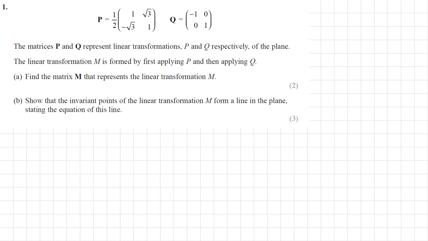Let's just highlight those. So P is this half, and then we've got 1, root 3, negative root 3, 1, and Q is this: negative 1, 0, 0, 1. The linear transformation M is formed by first applying P and then applying Q. Part A, find the matrix M that represents the linear transformation M.